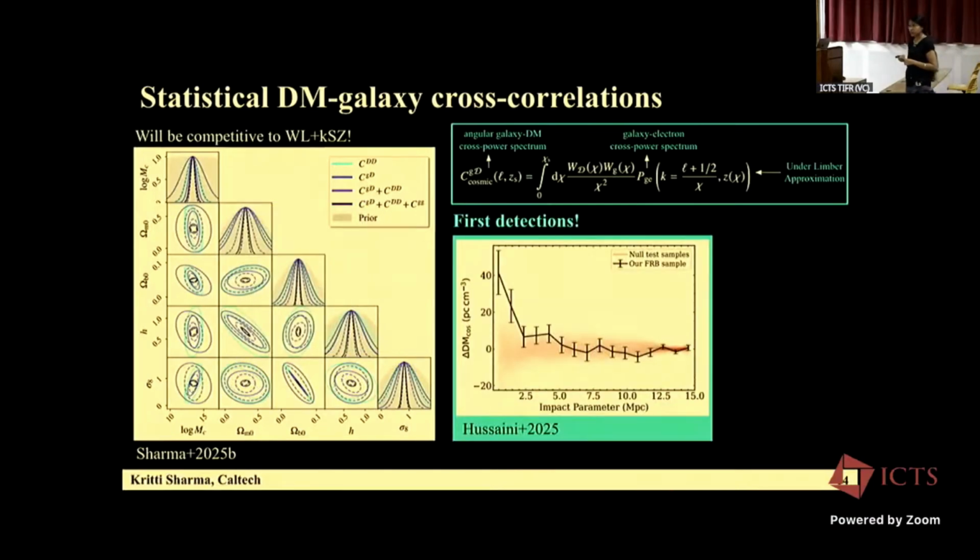I would also like to highlight that first detections of such statistical cross correlations are already coming in. For example, this one by Mariam Hussaini looked at correlations of excess galaxy number densities for FRB sight lines. And we already find an approximately 2 to 3 sigma detection of an excess DM along FRB sight lines with excess galaxy number densities.